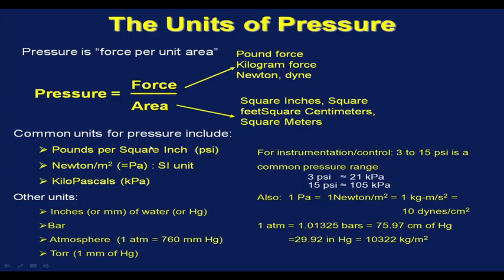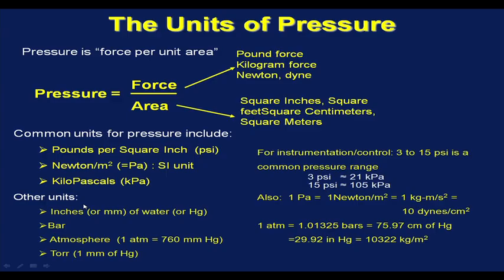Common units of pressure include pounds per square inch, also called PSI, Newton per meter square, which is the SI unit of pressure. Newton per meter square is also known as Pascal. The symbol for Pascal is Pa. We can also use kilopascals. So, 1 kilopascal is 1000 pascals.